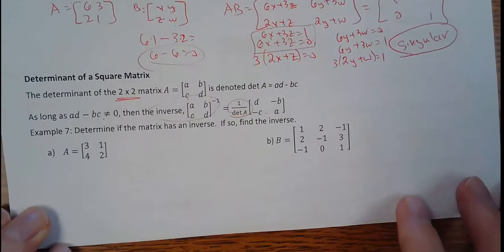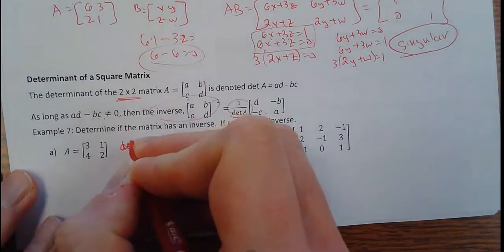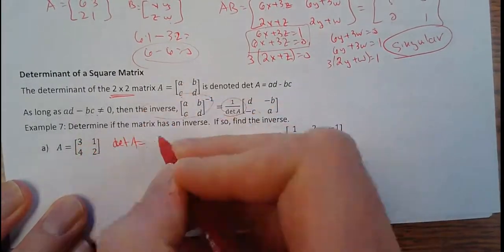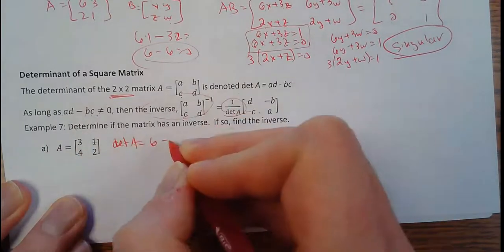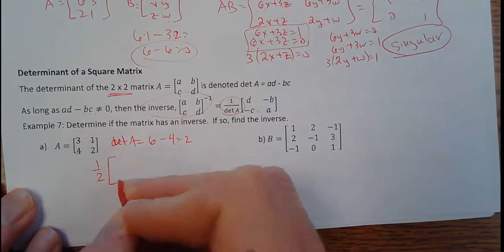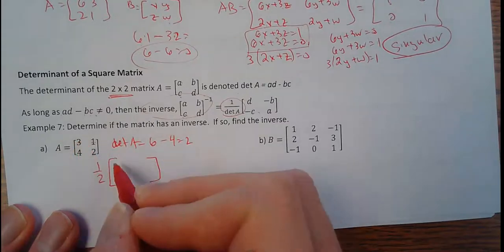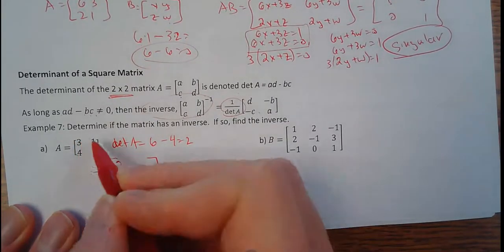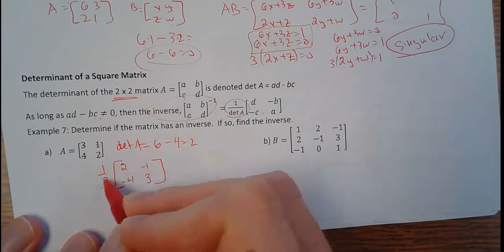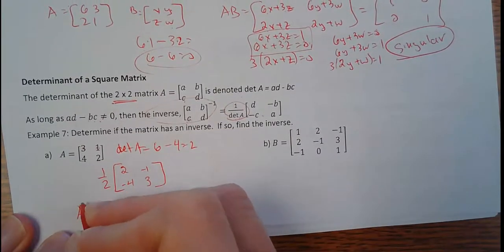So first off, on this one, let's find the determinant of A. Determinant of A is going to be AD minus BC. So AD is 6, minus 1 times 4, which is 4. So that's 2. So I'm going to take 1/2 as a scalar. Now I'm going to rearrange A. I got to flip-flop these positions. So 2, 3. Then I'm going to switch these signs, -4, -1. So I'm going to take half of everything. So again, this is the inverse of A now.